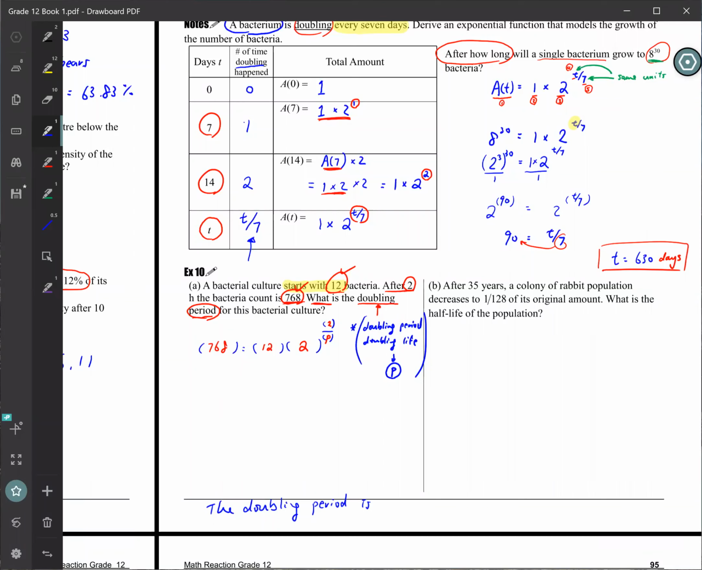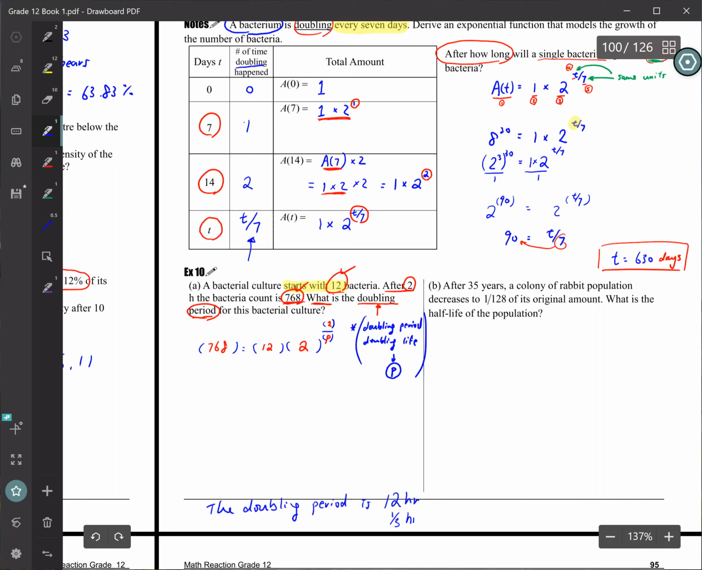So Cindy, what do you have? What's your doubling period? 12. 12 what? Hours. 12 hours. Okay, so every 12 hours it will be doubling, right? So that's what it means. Let's check. Tiana, what do you have? I have 1/3 hour.